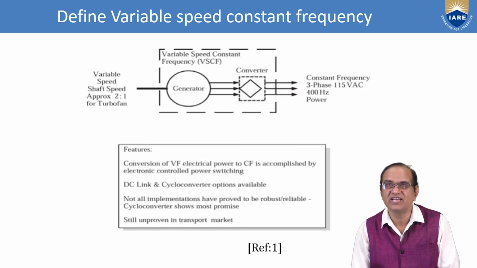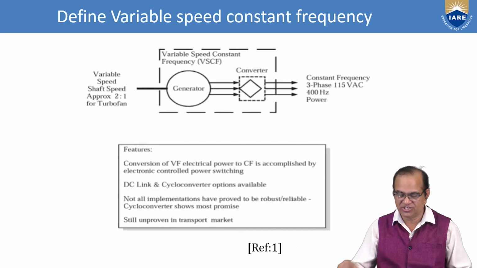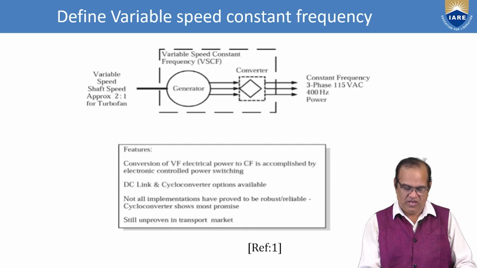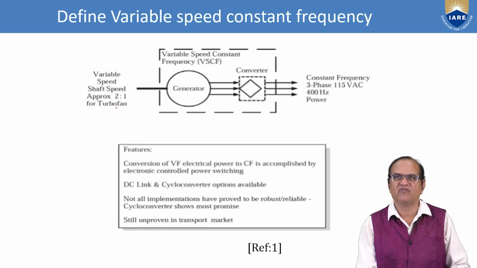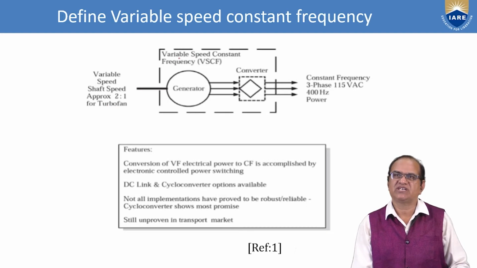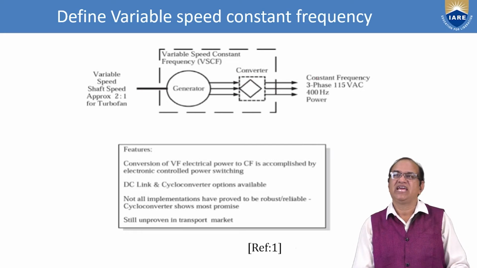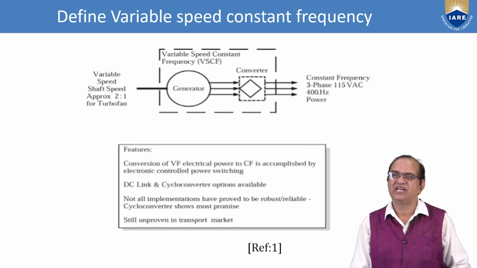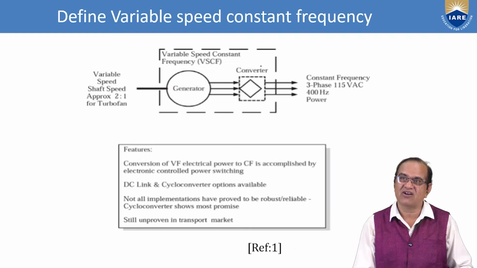Next type is variable speed, constant frequency. Here we have the generator, with variable shaft speed, approximately 2:1 for the turbofan. Here we have the unit, called the variable speed, constant frequency, VSCF unit. It consists of a generator. From the generator, it goes to the converter. This converter makes sure that a constant frequency of 400 Hz, 3-phase and 115 volt AC power is obtained. It is an electronic equipment.